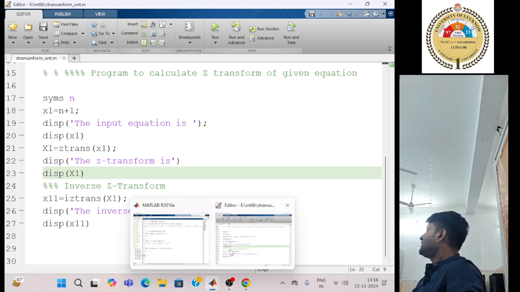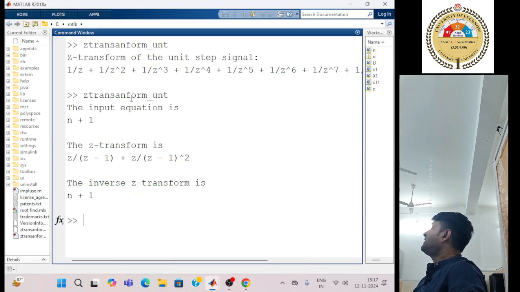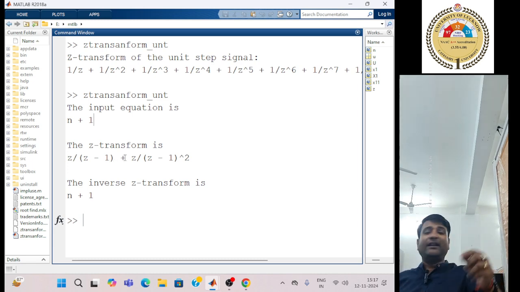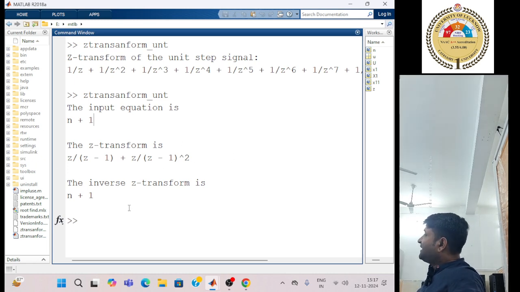Then this is the result of the Z transform of the input equation. You have written this display in the command window: input equation x is equal to n plus 1, and this is the Z transform of this given equation. You have displayed on the command window z upon z minus 1 plus z upon z minus 1 whole square. This is the Z transform, and then taking the inverse Z transform of this equation, you find the original input sequence. The inverse Z transform is written as n plus 1.